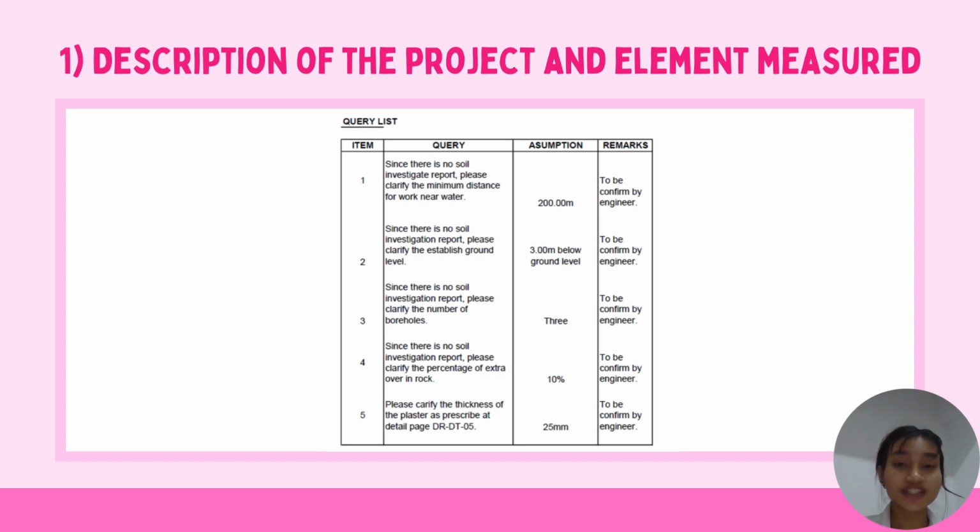Furthermore, since there is no soil investigation report, the engineer needs to clarify the percentage of extra over in rock, where the assumption for the percentage of extra over in rock is 10%. Lastly, the engineer needs to clarify the thickness of the plaster as prescribed at detail page DRDT05, where in this BQ we assume the thickness of the plaster is 25 millimeter thick. All of these items need to be confirmed by the engineer again.